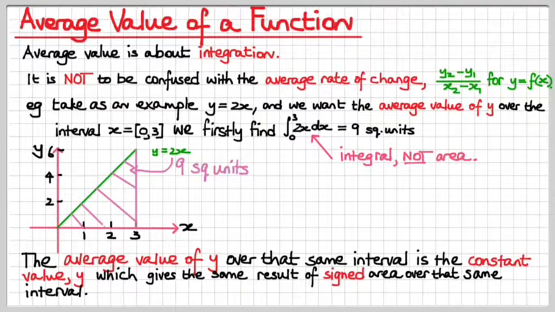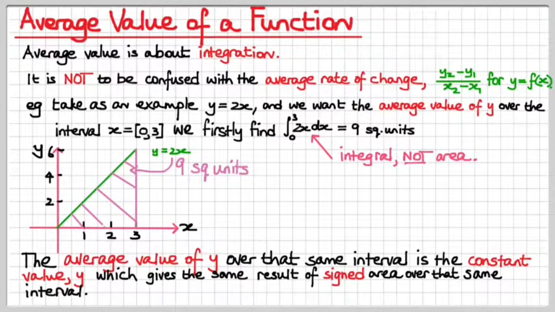Now, the average value of y over that same interval is the constant single value of y which gives the same result as the signed area over that same interval. So if we were to draw a value of y on that y-axis and draw a horizontal line from that point right across to where x equals 3 and work out the area of the rectangle underneath the line y equals y average, then we would get the same signed area as we got from the actual integral.